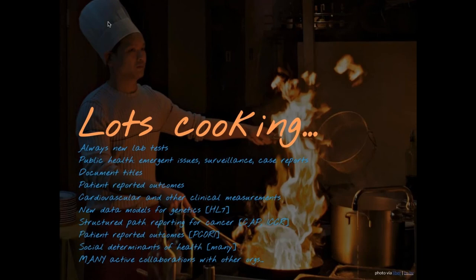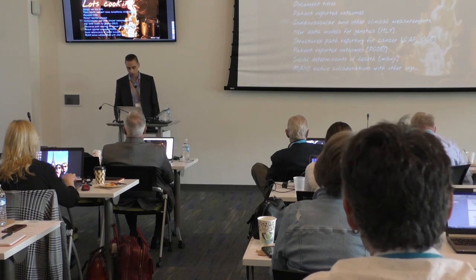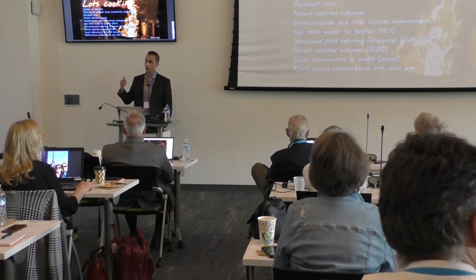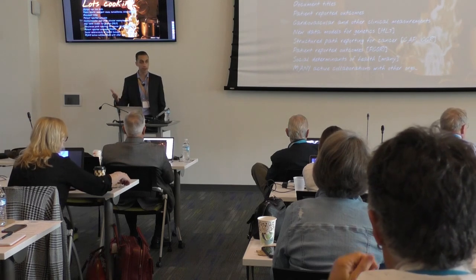Active developments or additions to LOINC come from lots and lots of different spheres. There are always new lab tests, there's public health things coming in, whether it's emergent issues or case reporting, new document titles. Right now we're seeing lots of interest in patient-reported outcomes measures or social determinants. We've got new initiatives such as the work with the clinical genomics group in HL7 that's creating new models for representing clinical genomics reports. We're working actively on codes to represent structured pathology reporting for cancer, in collaboration with CAP and the ICCR.